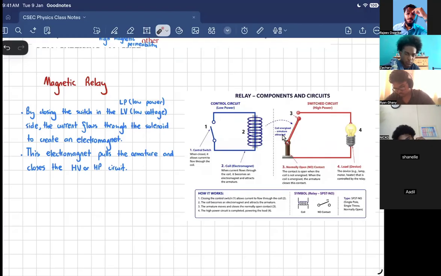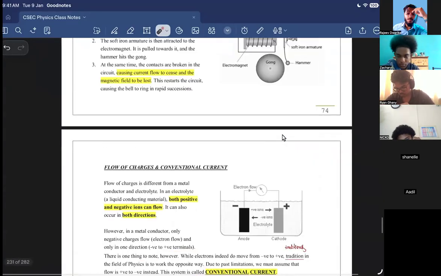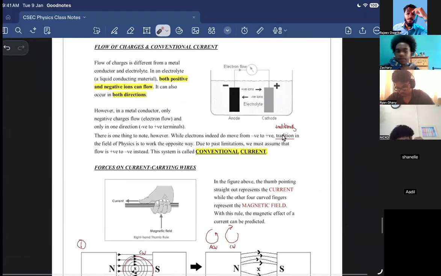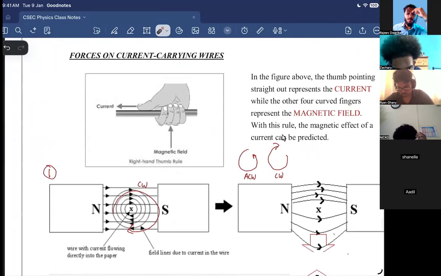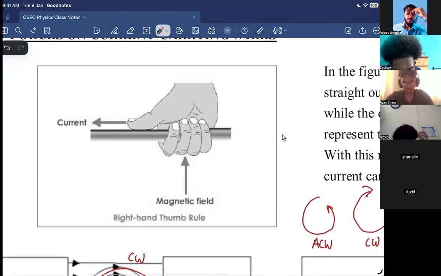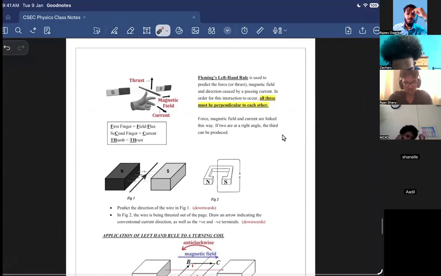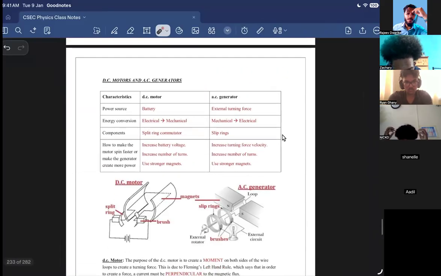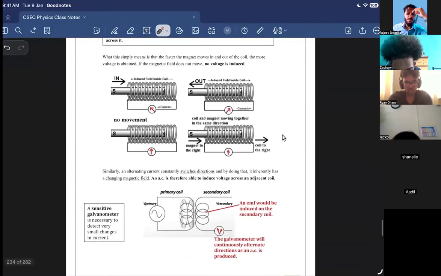Right? But before we move on, it's 10:04 already. In the next class, well, we actually just did this today. We killed two birds with one stone. We already know the right hand thumb rule. In the next class, we're going to look at Fleming's left hand rule and Fleming's right hand rule. That confuses a lot of students.